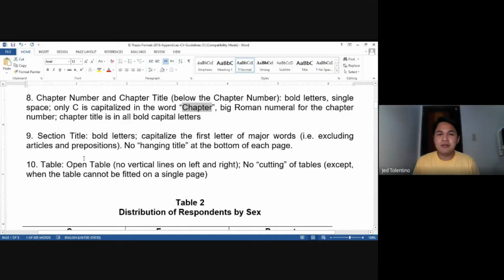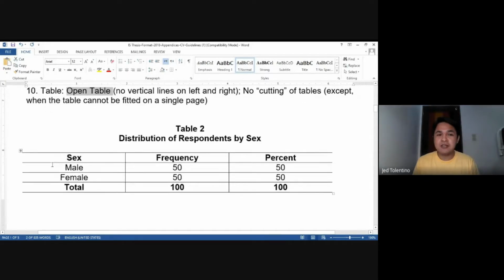Lahat ng table na gagawin natin ay sasabihin natin open table. Pag sinabing open table, parang ganito. Example, mag-represent tayo ng table natin for chapter 4 and chapter 5. Bawal yung may close dito. So, ito yung sinasabing open table.